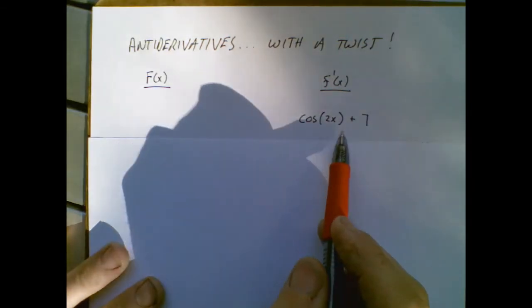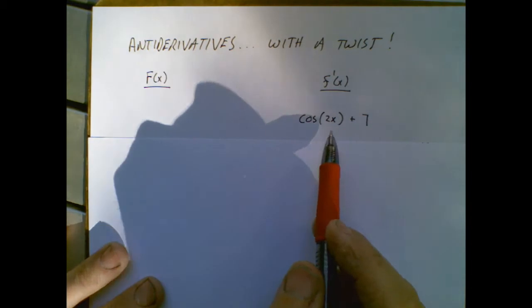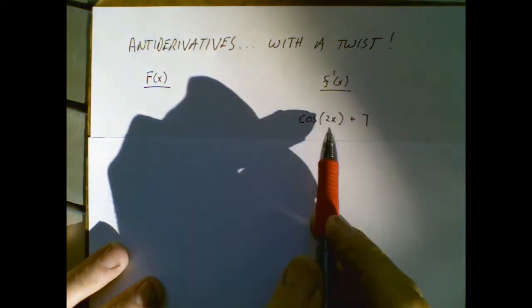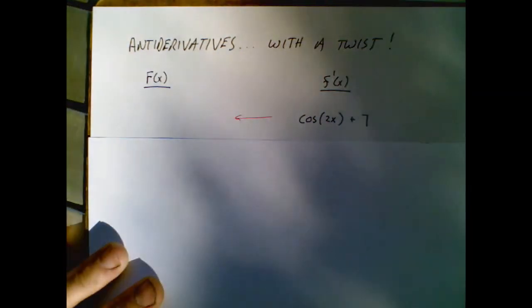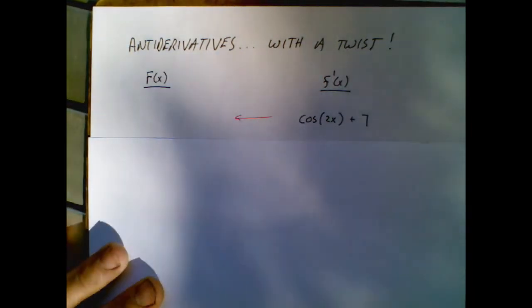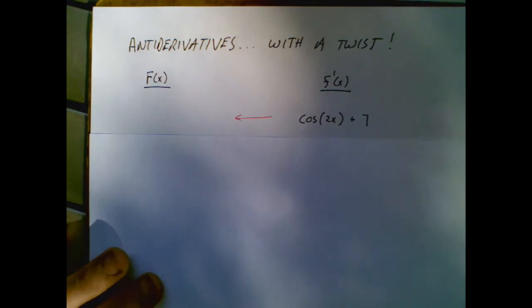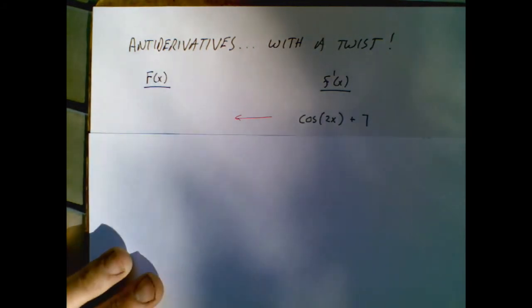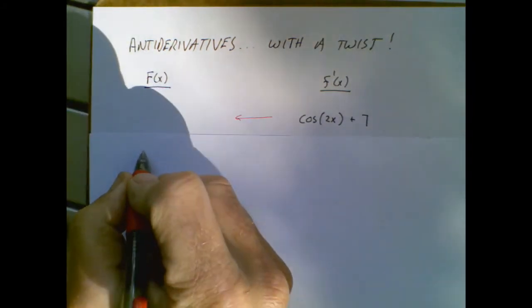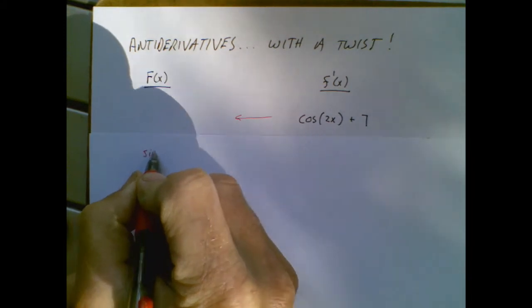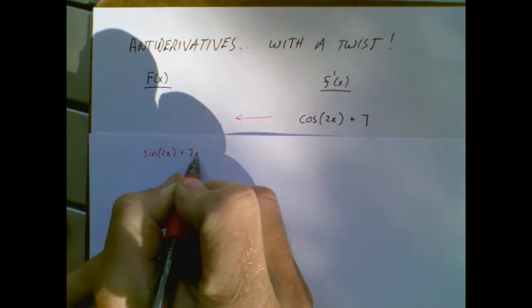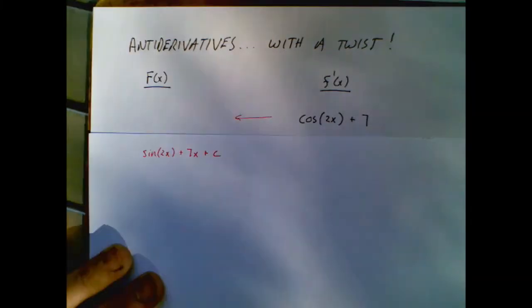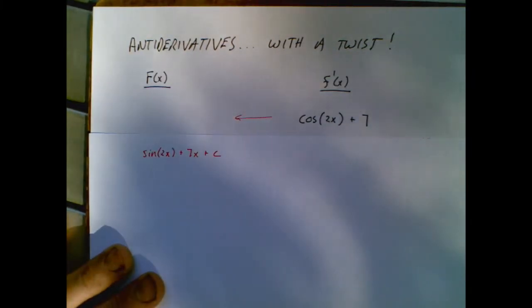I have this seemingly innocent derivative, and I need to swim back upstream to get its original function that gave birth to it. So I'm going to write down what I would bet you would get on your first try without thinking deeply. I think you would get sine of 2x plus 7x plus C, and you'd be proud of yourself.